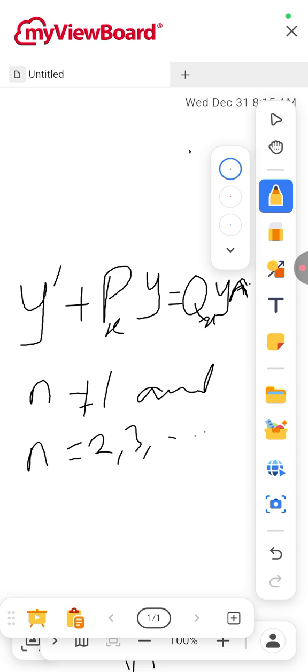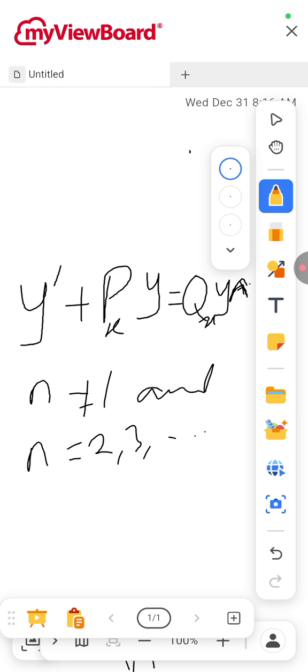So if you are given any differential equation, you have to first note whether it is a linear DE or a Bernoulli differential equation. Because if it's linear, the highest power of y will be 1. But in this one, the highest power of y is not 1, it's more than 1. So that should give you an idea that, oh, I'm solving a Bernoulli differential equation.